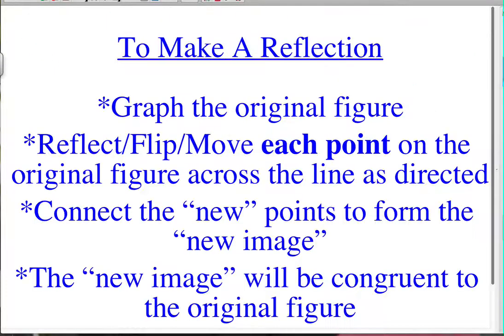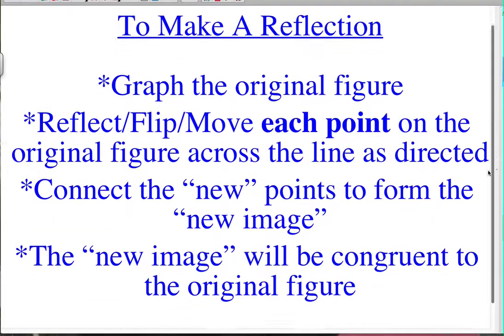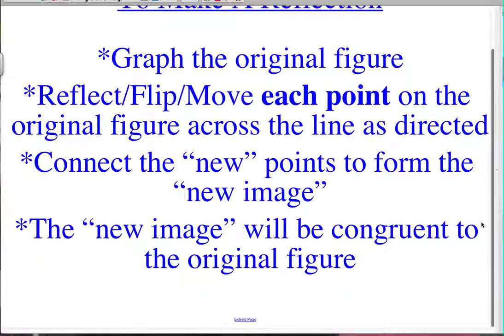Let's see what's next. Here are the step-by-step directions for how to make a reflection. Graph the original figure. Reflect or flip or move each point on the original figure across the line as directed. And the directions will always tell you what line you're flipping it across. Then you're going to connect your new points or your new vertices to form the new image. And just a reminder, these will be the ones that have these little notations.